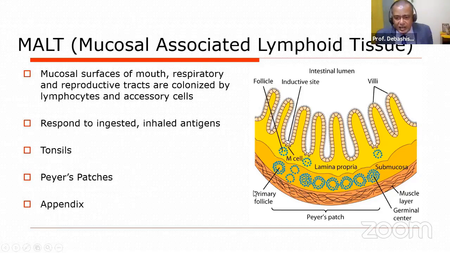So this is a picture of Peyer's patches of the GIT. Under the muscular layer, there is submucosa with germinal center, primary follicle, and the lamina propria. There are M cells and there is the follicle, and then we have the villi, the inductive sites where the antigenic stimulus or the bacteria and virus infected cells can enter.